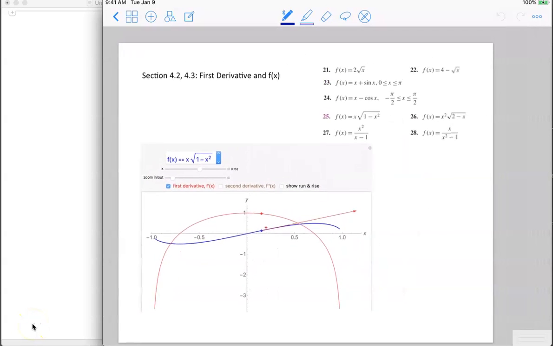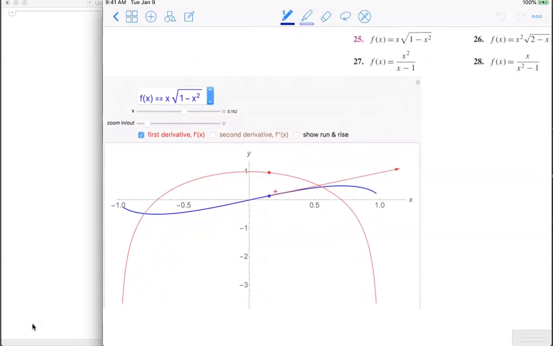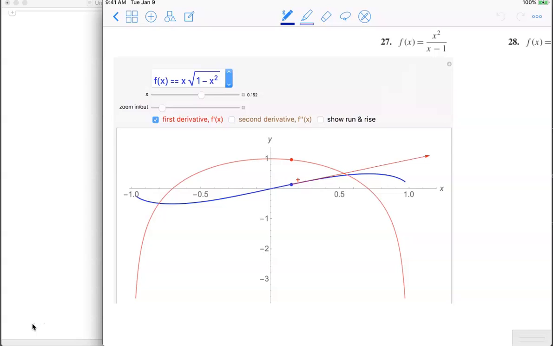Alright, in this video we're looking again at a variety of functions and we're being asked to find the critical numbers of a function. And the critical numbers I'd like to find in this problem are of the function x times the square root of 1 minus x squared. And that's the graph that we're seeing here in blue. We're seeing the graph of the function.